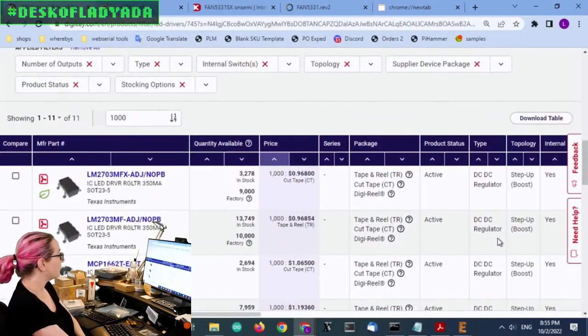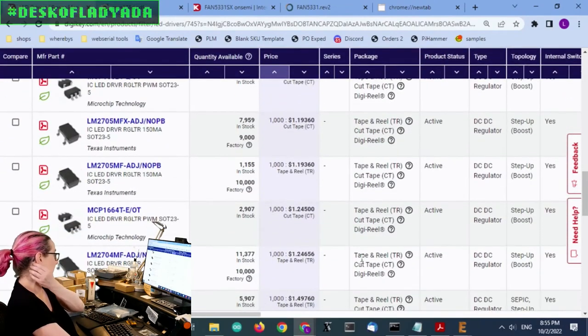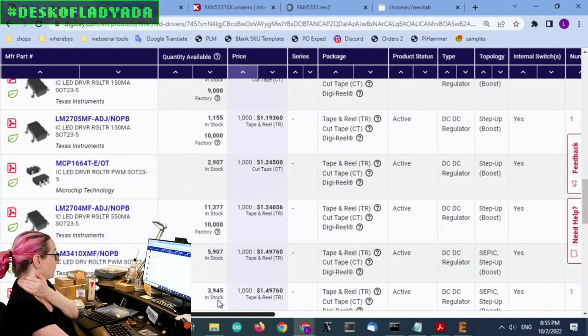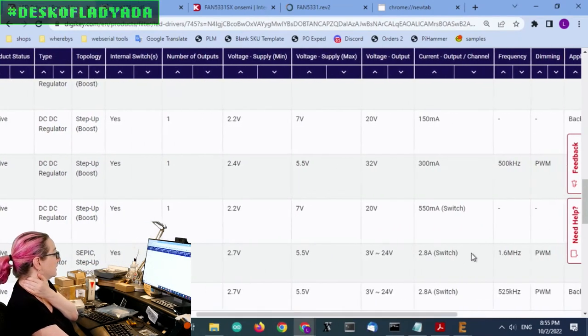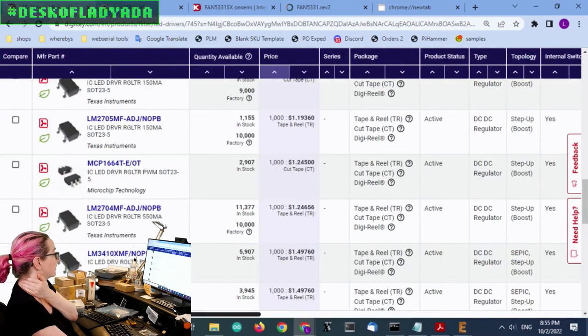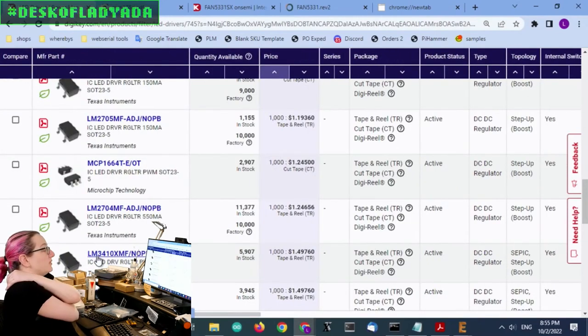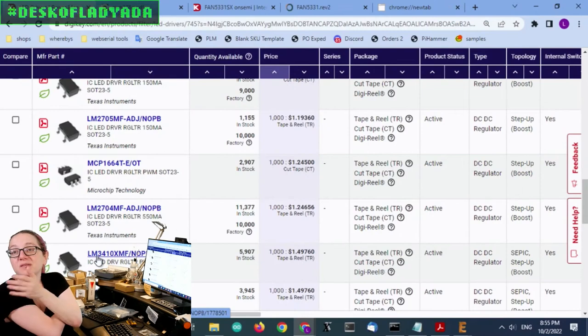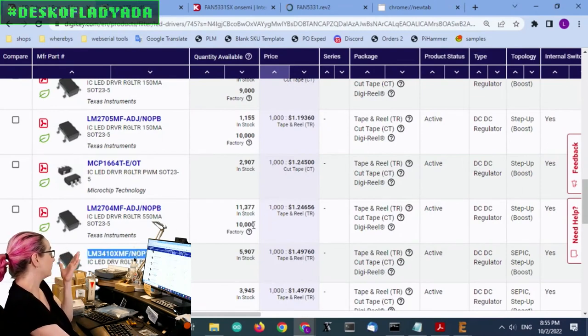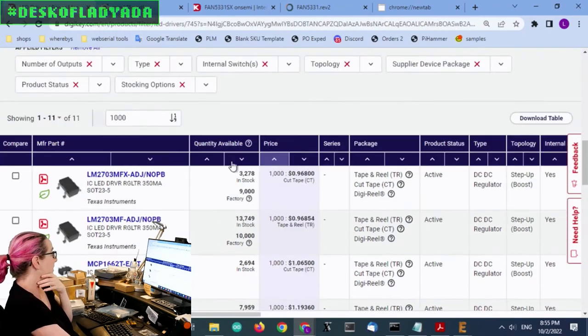However, for a lot of the bias circuits, I don't necessarily need 550 milliamps. I'm glad it's available. And then, of course, if I'm willing to spend even more, there is a version that has a built-in 2.8 amp switch. So that's good to know. And it's actually kind of nice. It's also 1.6 megahertz. Again, it's more expensive. The original FAN5331 was about 75 cents. This is $1.50, but there is something available, the LM3410, so that's good to know.